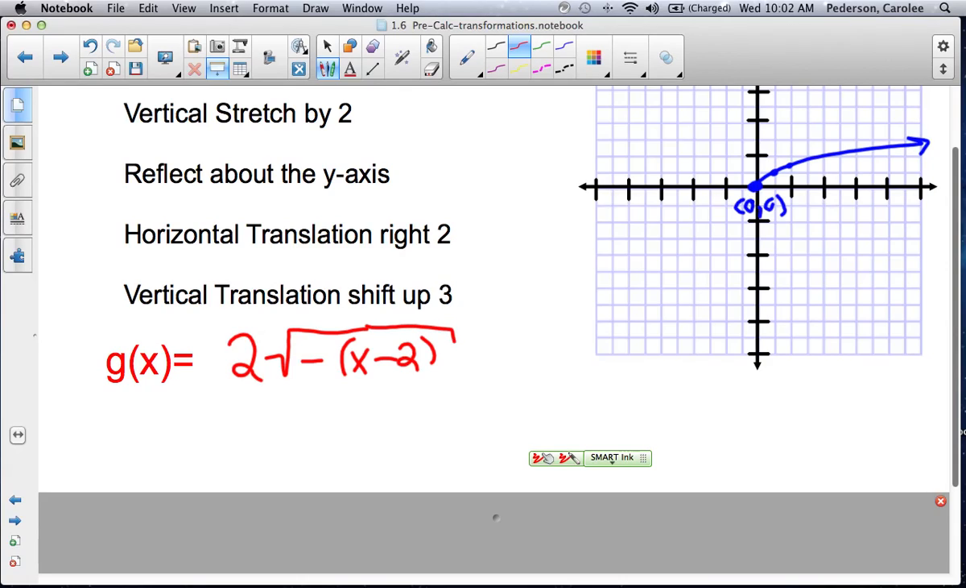The last thing, vertically translated up 3. Where does the vertical stuff happen? Outside. So it's plus 3. So there is my function.